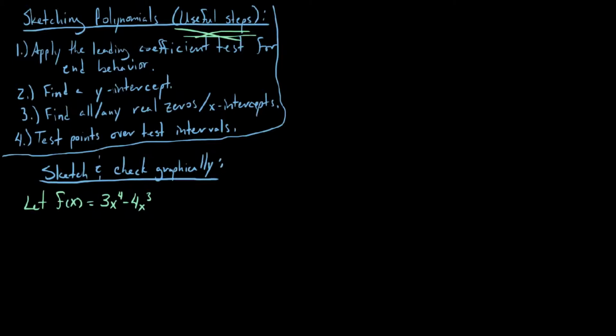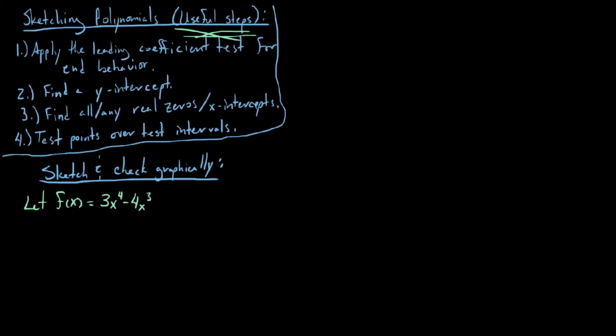We're also going to find a y-intercept. You notice I say just one because of course this is a function. There can only be one y-intercept. We're going to find all and any real zeros. Any complex ones we'll leave for another time. And then last but not least, we're going to test some points over test intervals. That just means we're going to plug in random x values to find some extra x, y coordinates to supplement the graph that we have.